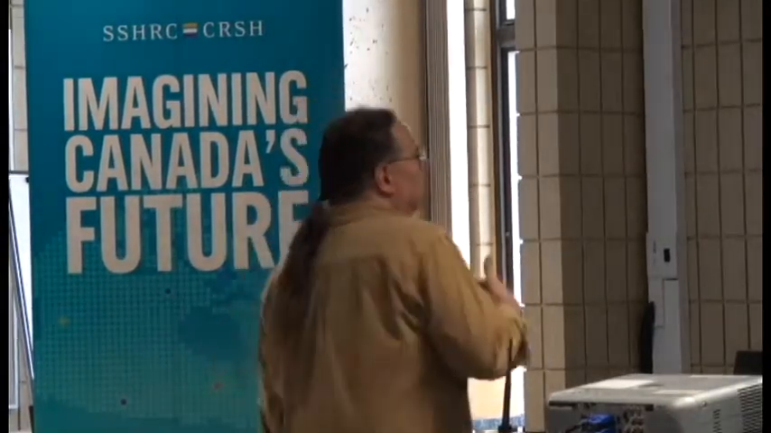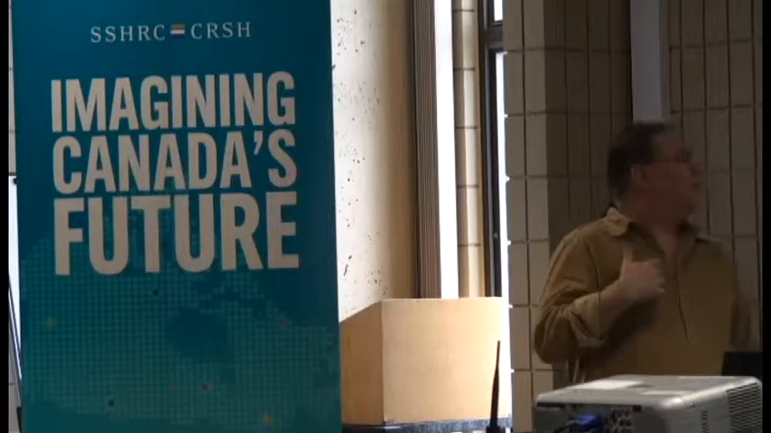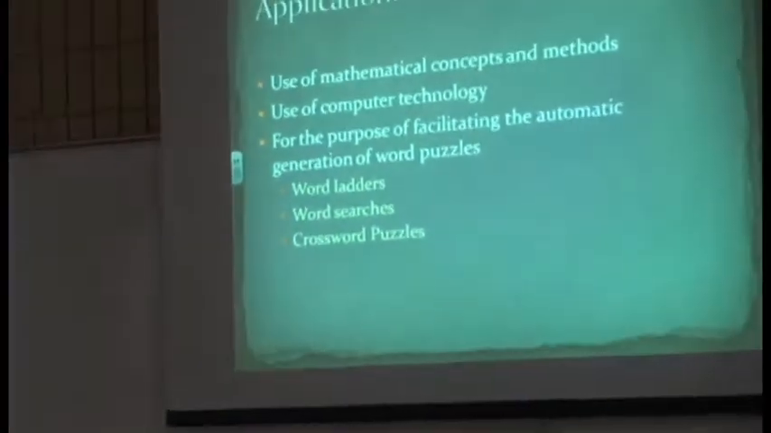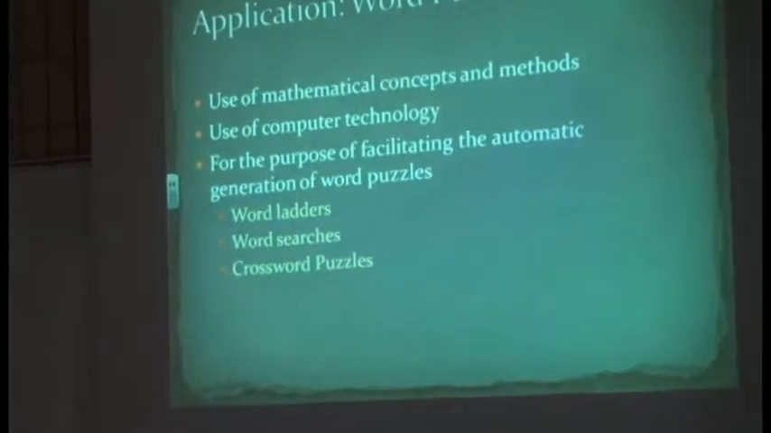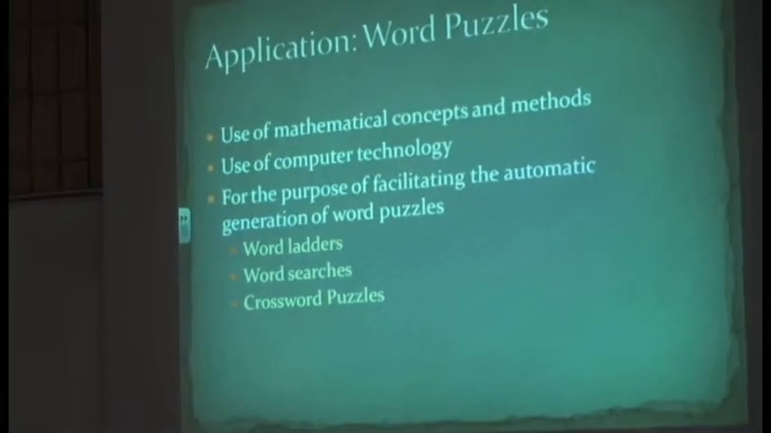So word puzzles is what I'm talking about here, and there are three kinds of word puzzles that I want to look closely at. One called word ladders, and I'll explain what I mean by that. There's word searches, and we're all familiar with word searches. You've got a grid of letters, and you try to find words in that grid. And crossword puzzles, and I think most of you are familiar with crossword puzzles. You've got an empty grid, you fill in the words based on clues. So those are the three kinds of puzzles that I want to talk about today.